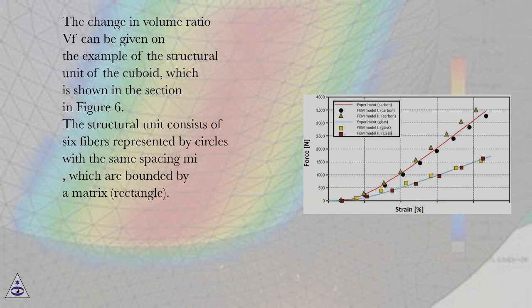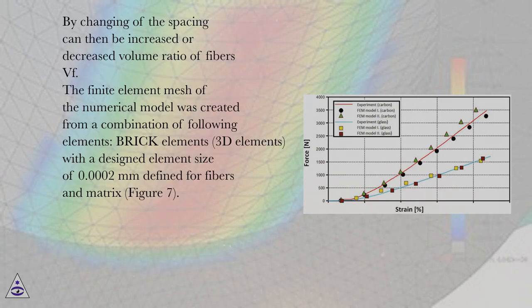The change in volume ratio VF can be given on the example of the structural unit of the cuboid, which is shown in the section in Figure 6. The structural unit consists of 6 fibers represented by circles with the same spacing μ, which are bounded by a matrix, rectangle. By changing the spacing, the volume ratio of fibers VF can then be increased or decreased.